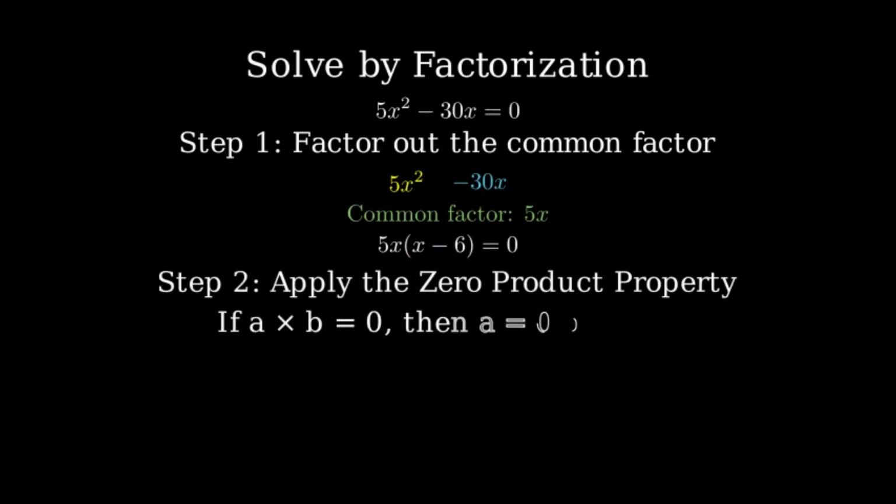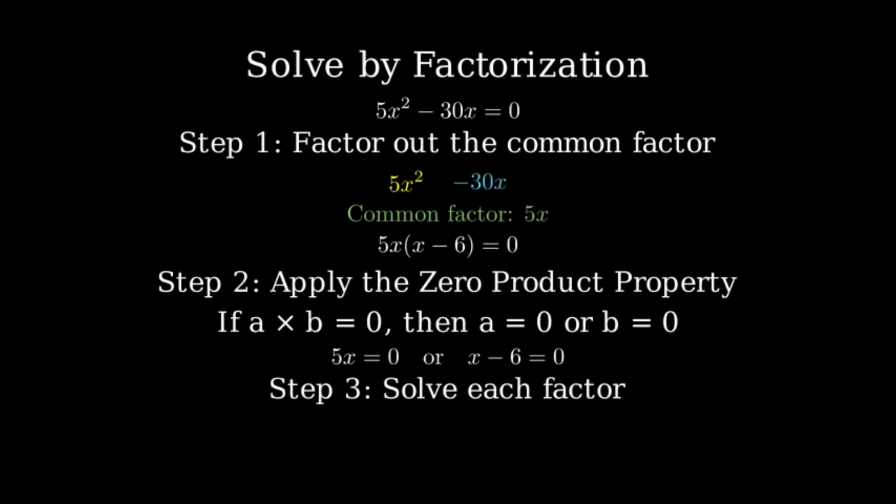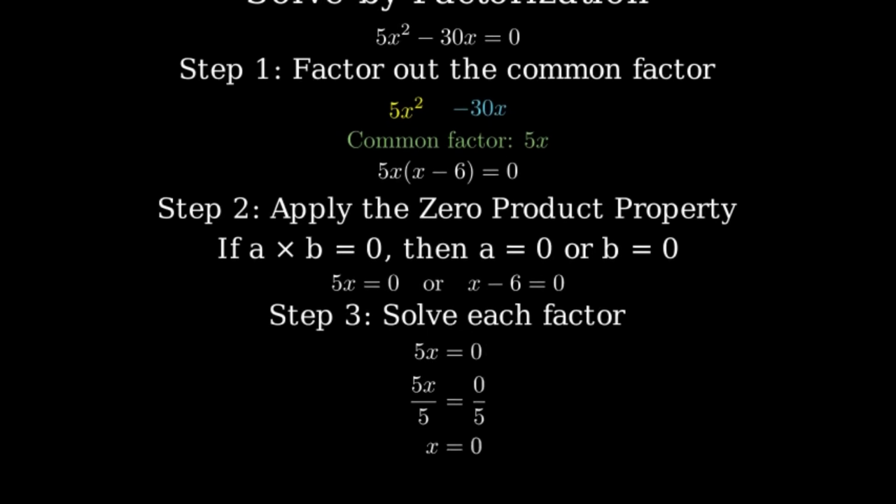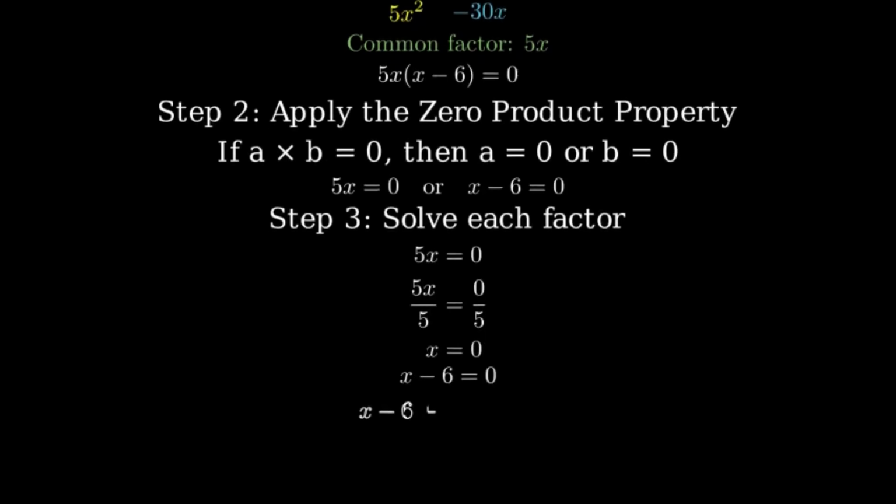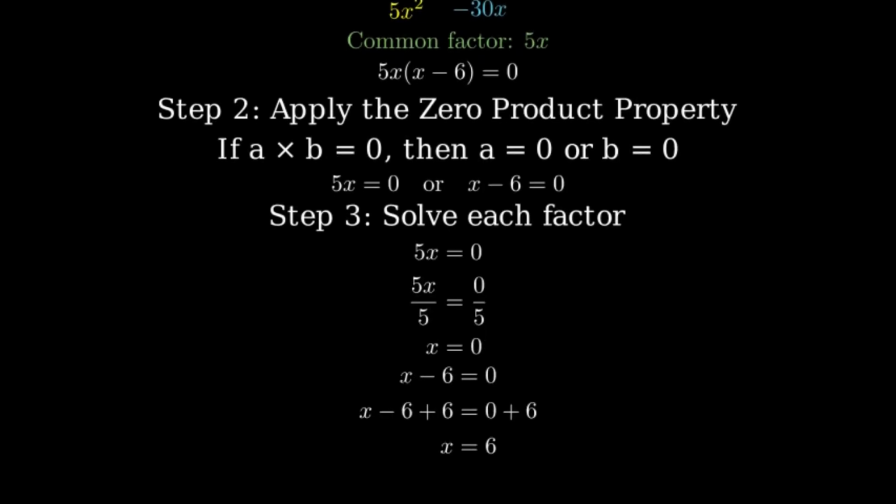This property states that if the product of factors equals 0, then at least one of the factors must be 0. So either 5x equals 0 or x minus 6 equals 0. Let's solve each equation separately. For 5x equals 0, we divide both sides by 5 to get x equals 0. For x minus 6 equals 0, we add 6 to both sides to get x equals 6.